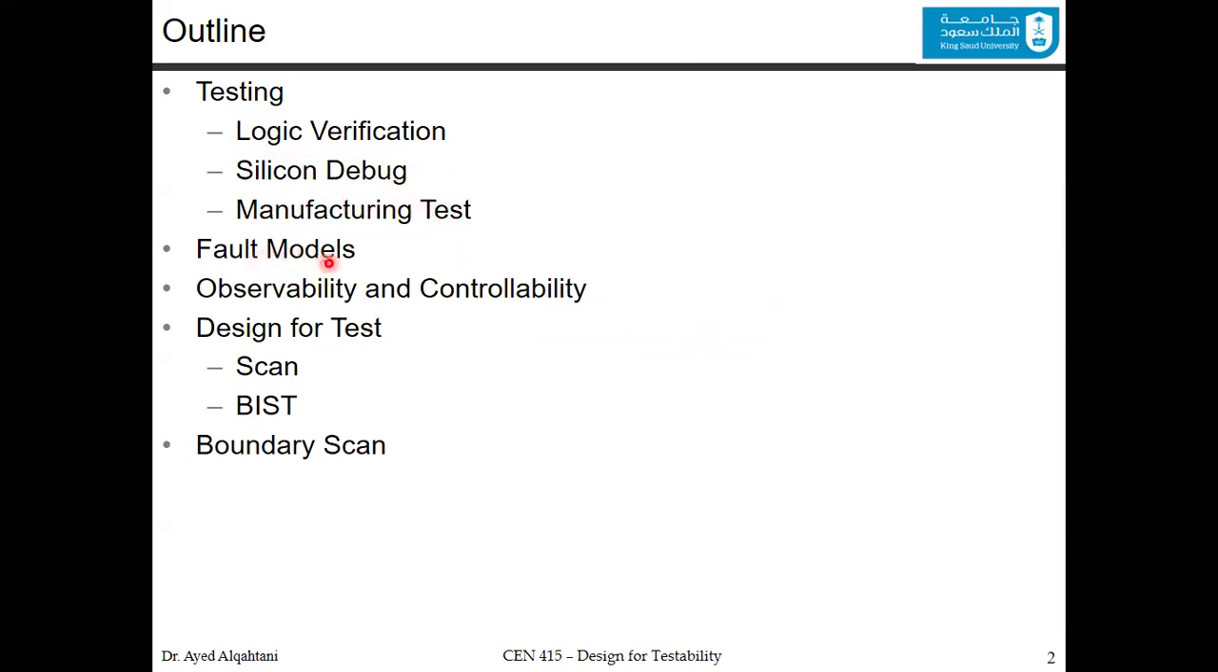We will talk about one of the simplest models. We will define observability, controllability, and fault coverage. And after that, we will see some of the designs that make circuits easy to test. It's called design for test. We will talk about scan and BIST, and then we will finish with the boundary scan.